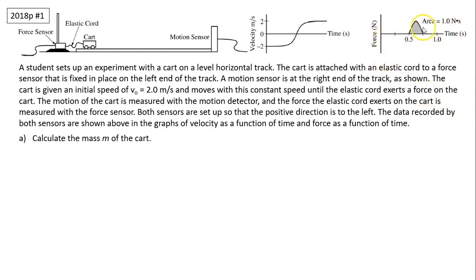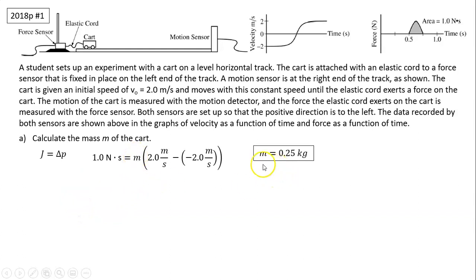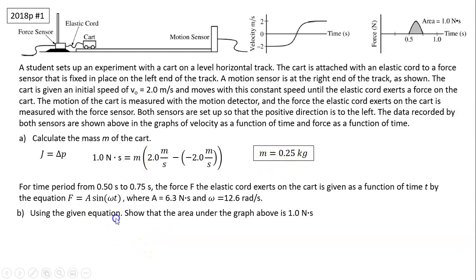From the force versus time graph, we know the area. This area is the impulse. Impulse equals the change in momentum, or mass times change in velocity. From the velocity versus time graph, we can find the change in velocity. So from there, we can find mass. So mass equals 0.25 kilogram.